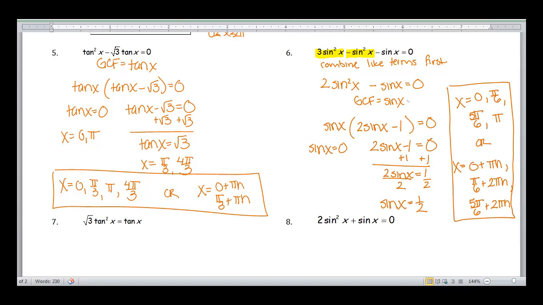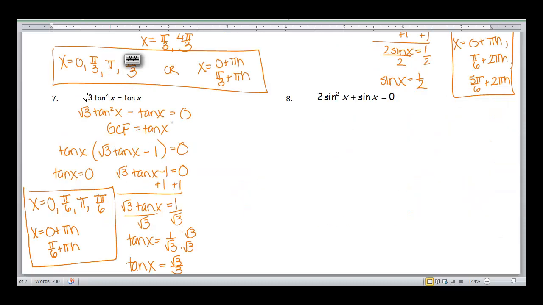After you took out your GCF of sine of x, you are left with these two equations that you could set equal to 0, and then on your unit circle, we look for where sine was a value of 0 or where sine was a value of 1/2. Please now pause the video and complete example 7. Here, you could take out a GCF of tangent as soon as you subtracted that from the right side over to the left. That left you with these two equations that you could set equal to 0 and solve.